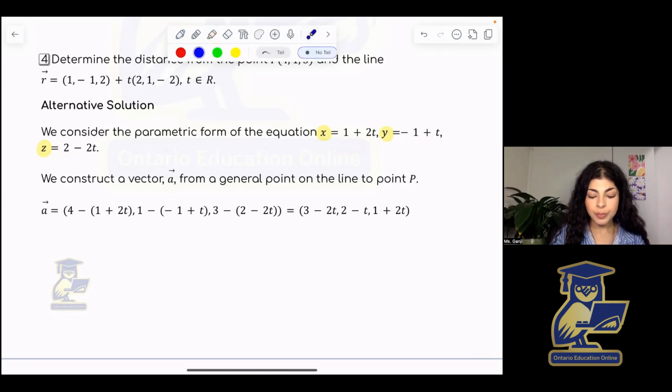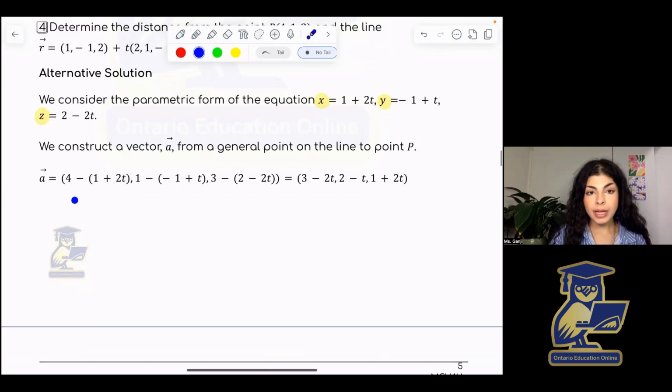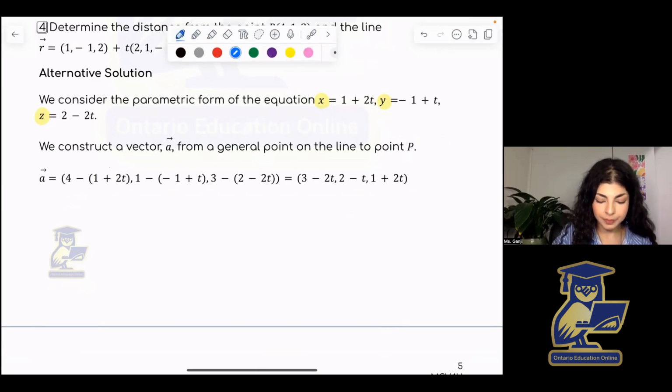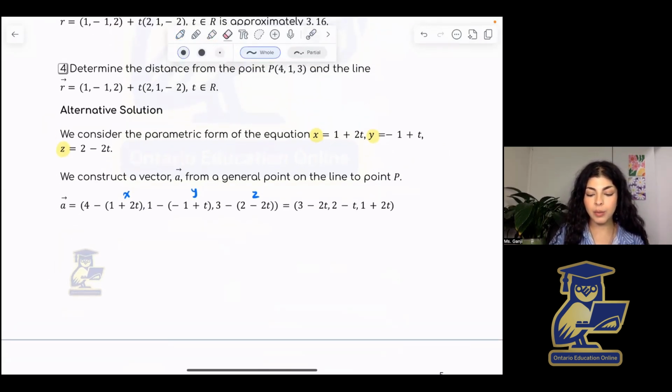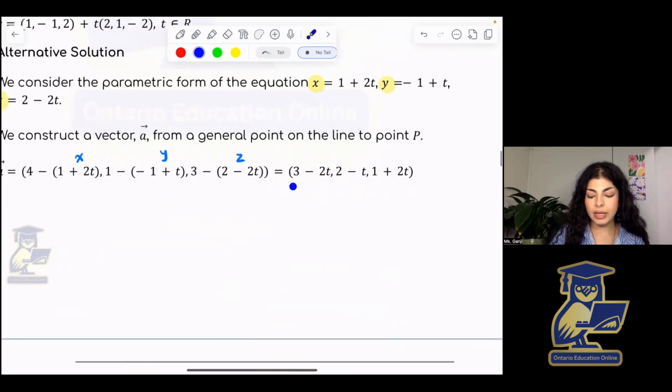And so the vector from this point to point P can be given by 4 minus, this is now x, 1 minus, this is y, and this is z. And 4, 1, and 3 were just from point P here. And if you simplify this, you will end up with 3 minus 2t, 2 minus t, and 1 plus 2t.